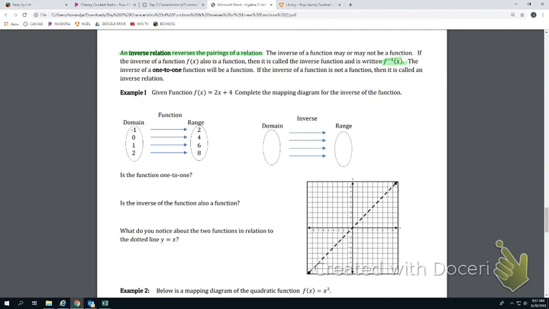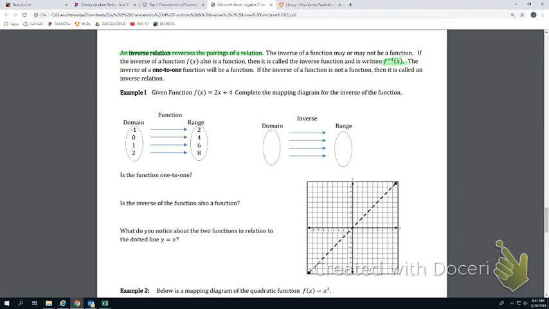Okay, was that as painful to listen to as it was to read? Yes or no? It wasn't painful to listen to? Y'all are smarter than me, because that sounds awful to me. I said the word function and relation and inverse at least, I think, 74 times there.